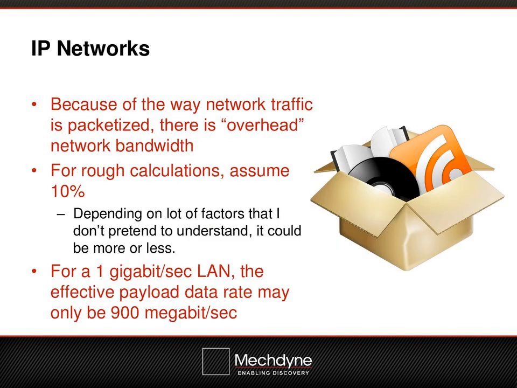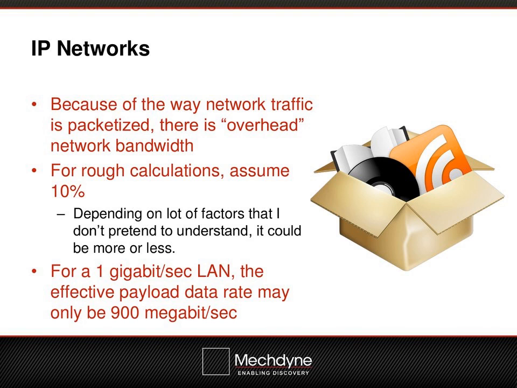Now, because of the way network traffic is packetized, there is a certain amount of overhead in the network bandwidth. That's why we talked about what the raw video bitrate was. To put that over a network, you have to put it in a packet. There's some header information that goes along with the actual video data. So for rough calculations, assume there's about 10% of overhead for the network traffic. That's probably a little bit on the high side in most cases. It might run more in the 6 to 9% range, but as a rule of thumb, assume 10% is what you're going to take out for overhead traffic.